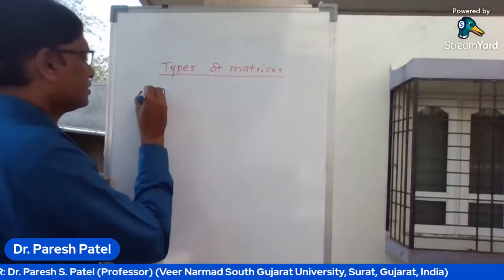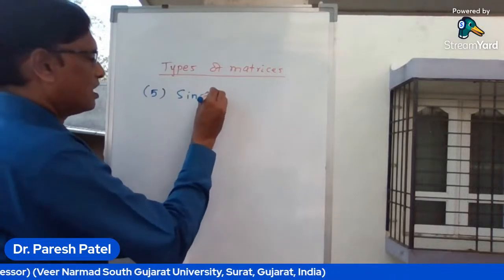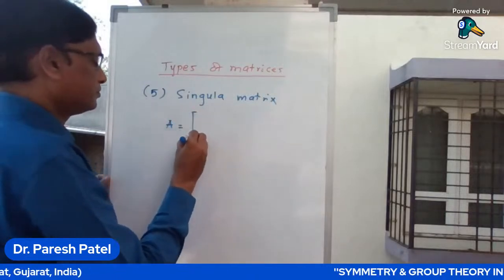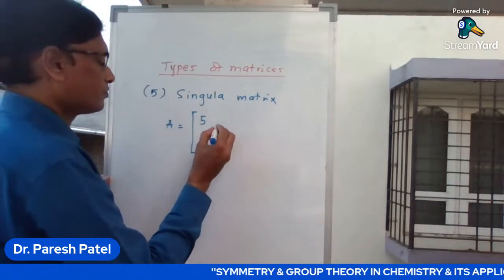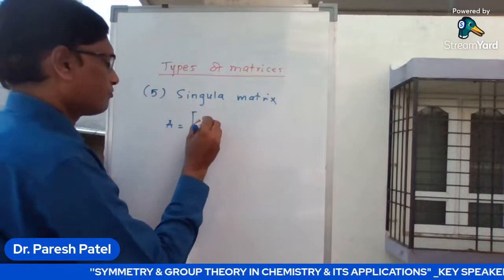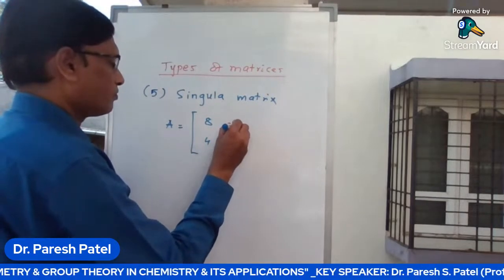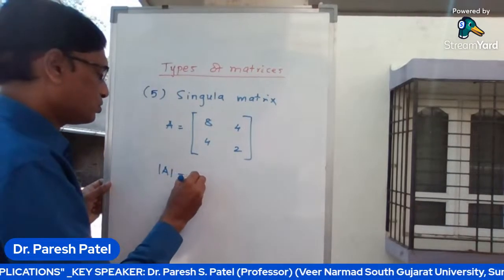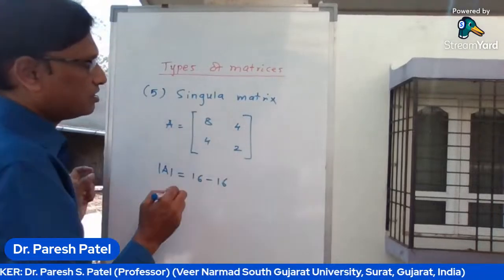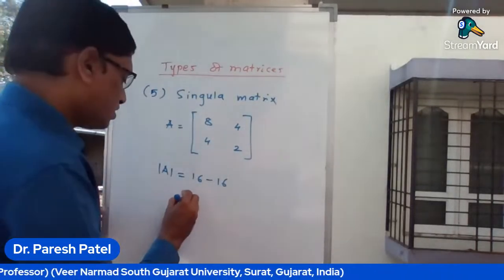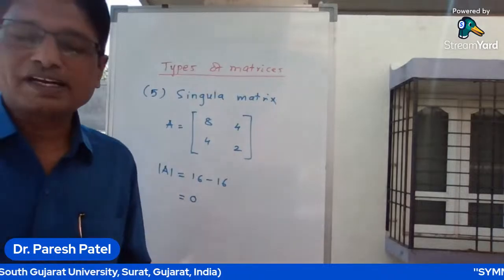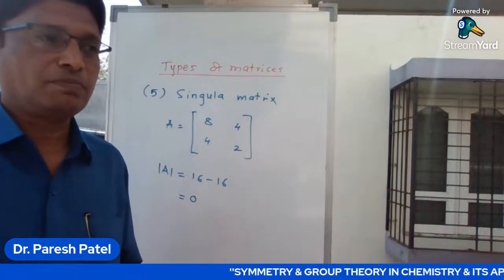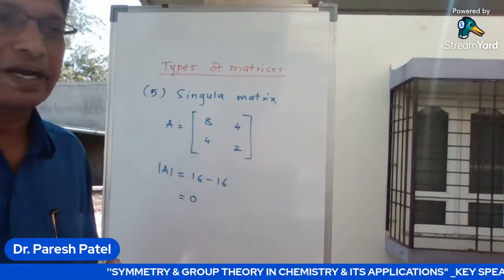The fifth one is the singular matrix. A is equal to matrix A. Now the determinant of this matrix is equal to 16 minus 16. So the determinant of this matrix is equal to 0. Okay, what is a singular matrix? If the determinant of the matrix is equal to 0, then this matrix can be represented as a singular matrix.